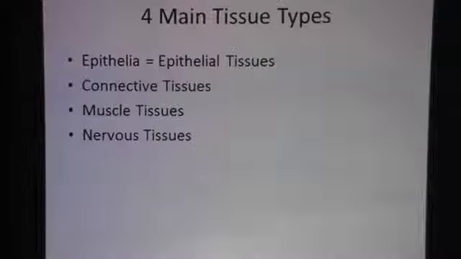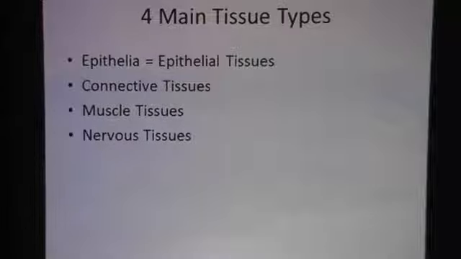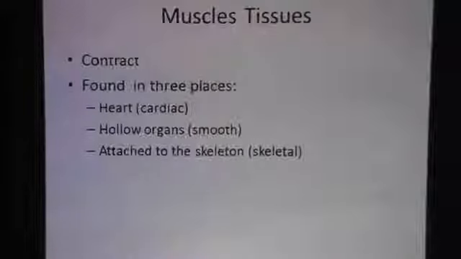Remember, there are 4 main tissue types in the body. We have epithelial tissues, connective tissues, muscle tissues, and nervous tissue. Because we're talking about cardiac muscle, we will zoom in on muscle tissues. Notice that all muscle tissues will contract. And all muscle tissues are found in 3 unique places in the body.